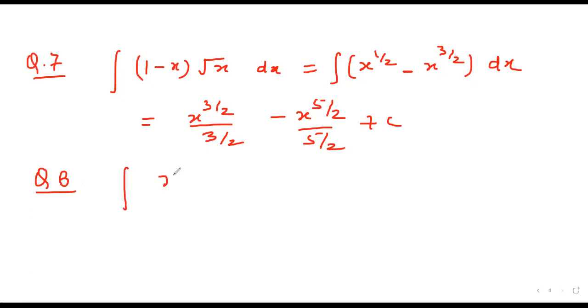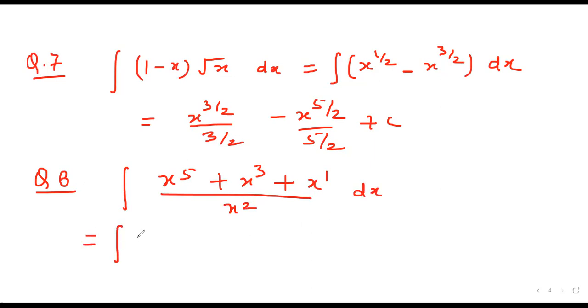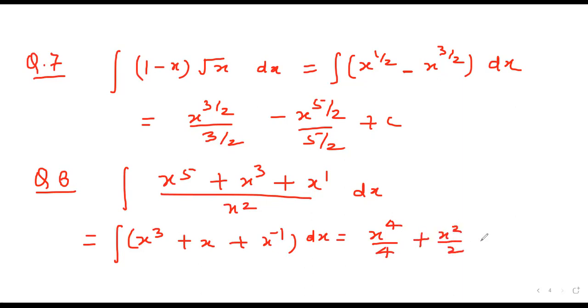Suppose we are given x power 5 plus x power 3 plus x power 1 divided by x square dx. Here again we have to rearrange it. So it will become x power 3 plus x power minus 1 dx. And then we integrate. So it becomes x power 4 by 4 plus x power 2 by 2 and x power minus 1 gives log x plus c. Let's consider question number 9.